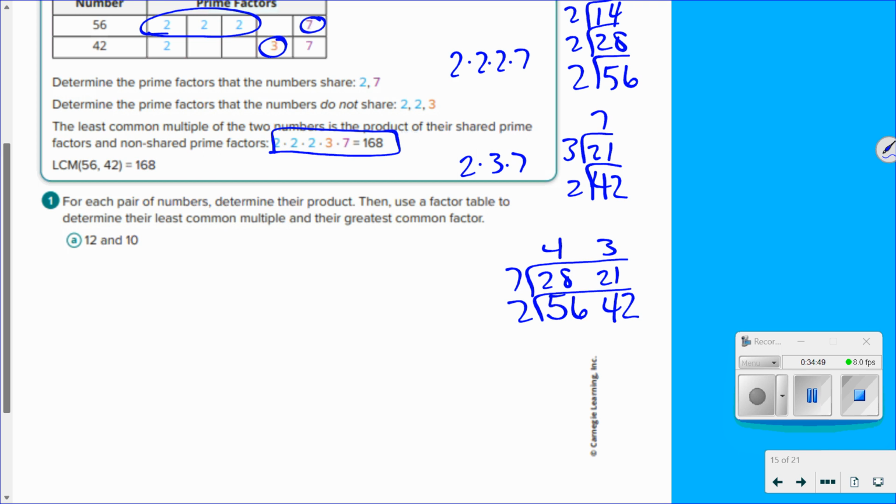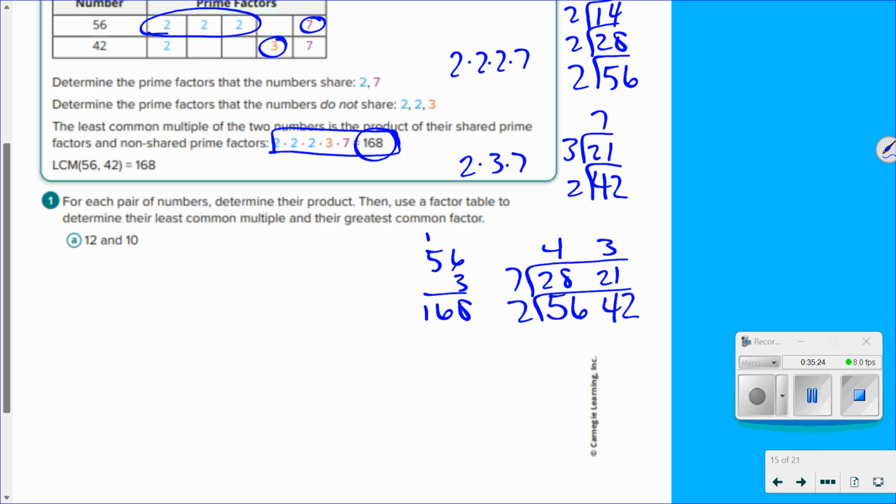So now's where you've got a lot of different options because of the commutative property of multiplication. So I could do 2 times 7 times 4 times 3. I could do 4 times 3 times 2 times 7. However is going to make it easiest for you. For me personally, I would go 2 times 4 is 8. 8 times 7 is 56. And then I just do 56 times 3. That would give me 168, which is what they told us it was.